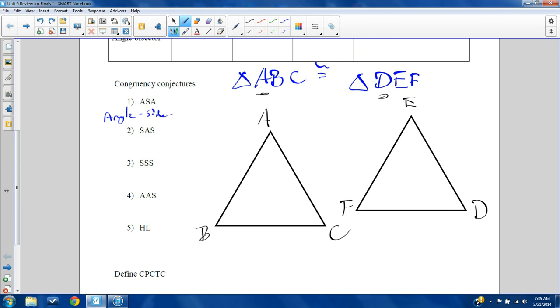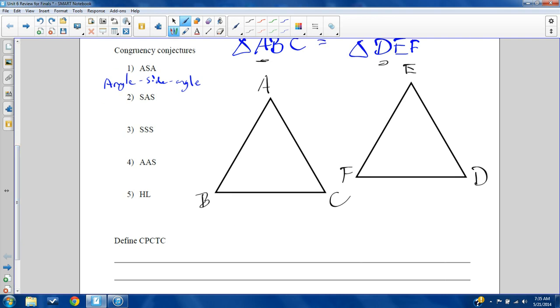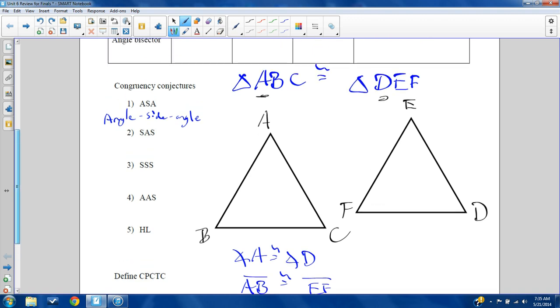And I'm not going to write out all of these. I'm just going to do this one and then probably one down here. Angle side angle means that, let's say you found out that angle A was congruent to angle D. Now, you needed a reason behind it, even if it was given. And let's say you found out AB was congruent to EF, and then angle B was congruent to angle E. And then you could say, okay, triangle ABC is congruent to triangle DEF because of angle side angle.